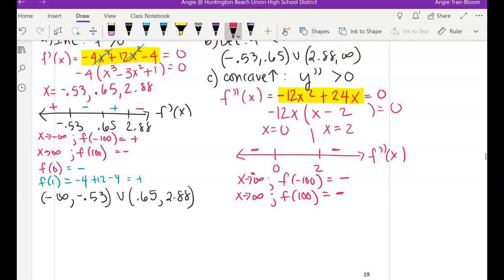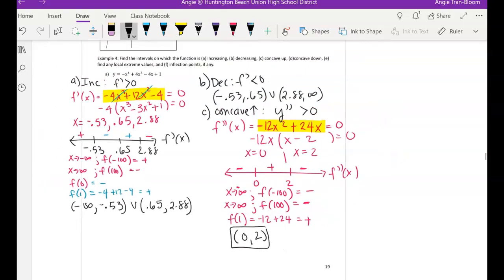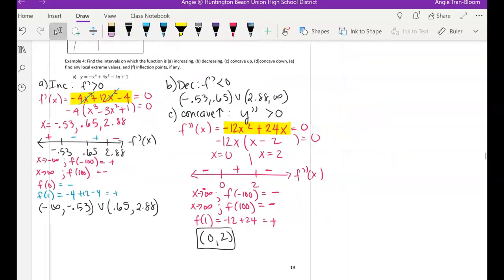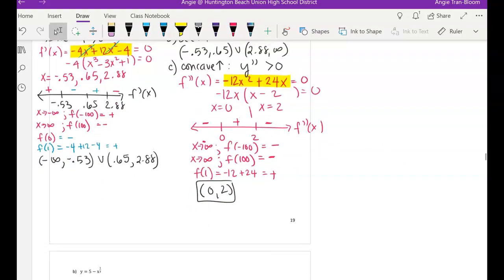In between 0 and 2, I will use 1. So f of 1 is 1 squared is 1 times negative 12 is negative 12 plus 24, so that's positive. So when is it concaving up? Concaving up only between 0 and 2. So all of that work, okay? But that will also help me answer D, which is concaving down.